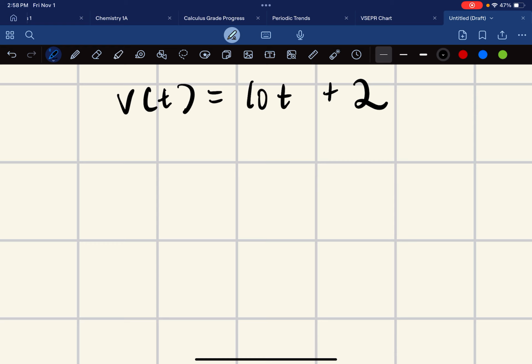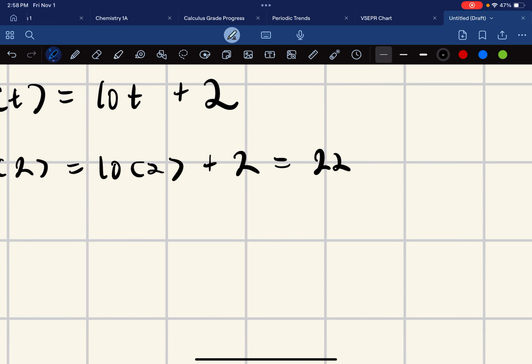This new function is going to represent our car's velocity at any given time, any given t. So if you want to know the car's speed at a specific moment, just plug in t. Let's say we want to know the velocity of our car 2 seconds in. Well, that would just be v of 2 equals 10 times 2 plus 2, and let's say that's 22 meters per second. Yay! That's your velocity.